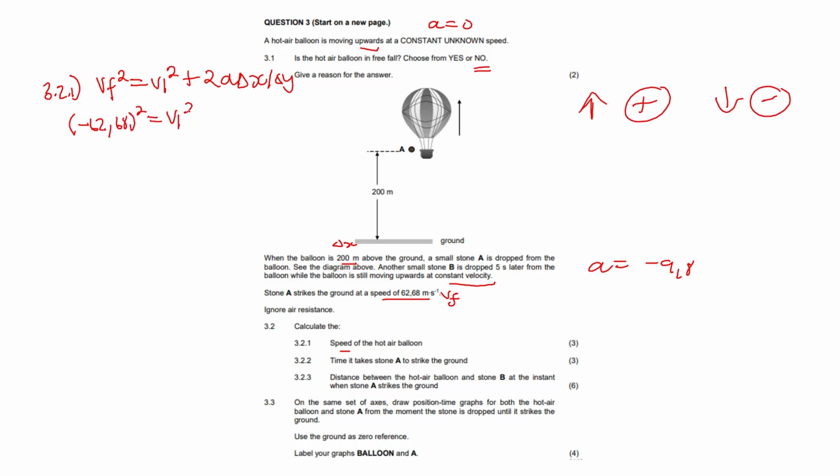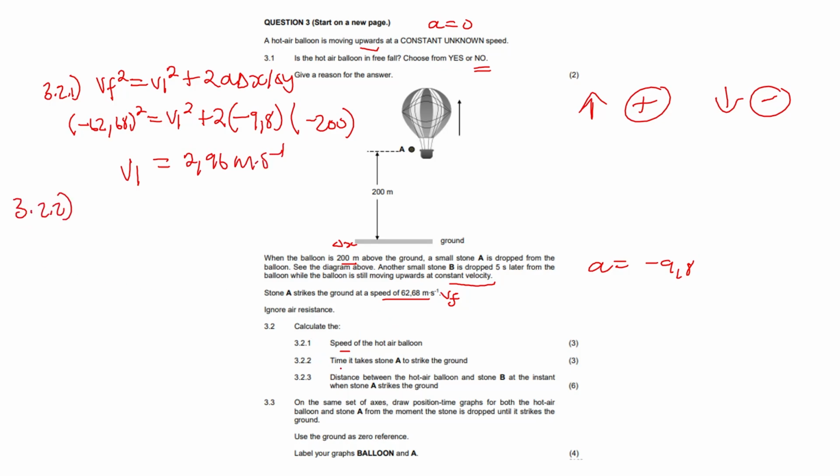We don't have the initial velocity. Our acceleration is constant, which will be downwards, because gravity is acting downwards, and we're taking downwards as negative, so it must be negative 9.8. And our height is also going to be negative, because it goes down, so that is going to be negative 200. Then we do our mathsy calculations. We square it, we multiply it, we take it over, we get the square root to get our initial velocity to be 2,96 meters per second. So that is the speed of the hot air balloon.